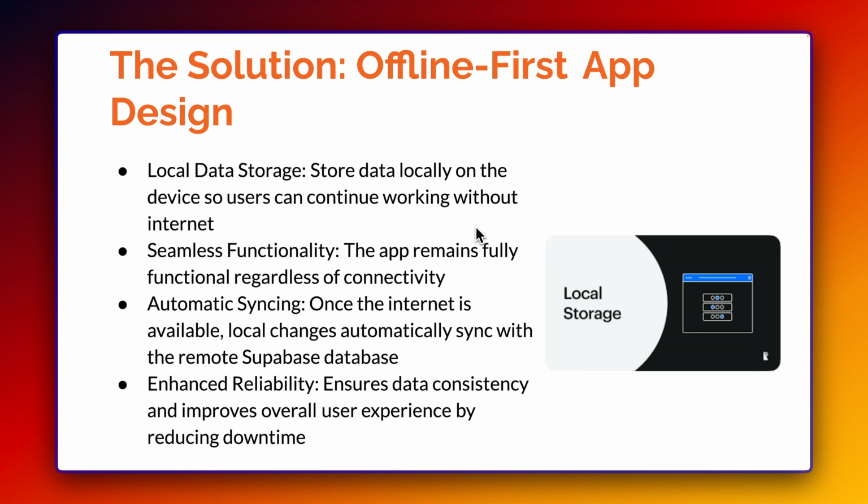So what is an offline or an always on app? First, we need local data storage. We need to be able to store data locally on the device so users can continue working without internet. And this provides seamless functionality. The app remains fully functional regardless of connectivity. We also need automatic syncing. Once the internet is available, local changes automatically sync with the remote Supabase database. And we also have enhanced reliability. This ensures data consistency and improves overall user experience by reducing downtime.